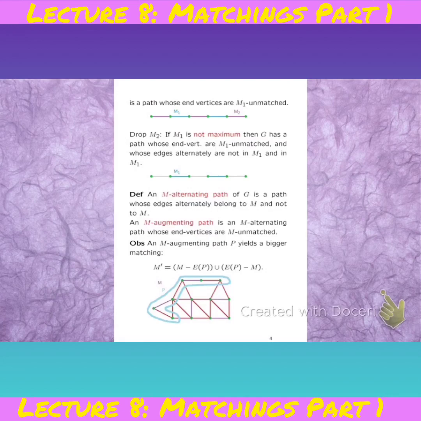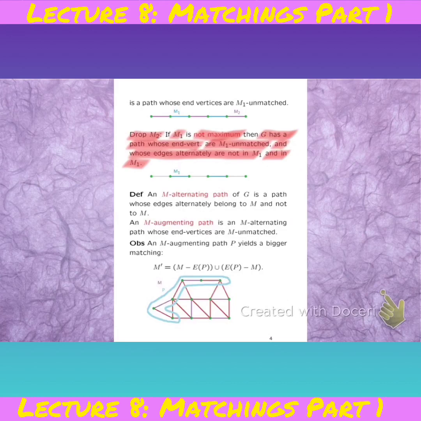Now, if we drop M2, if M1 is not maximum, then G has a path whose end vertices are M1 unmatched and whose edges alternately are not in M1 and in M1. Right, so there's an interesting consequence of this, which we'll just investigate later.